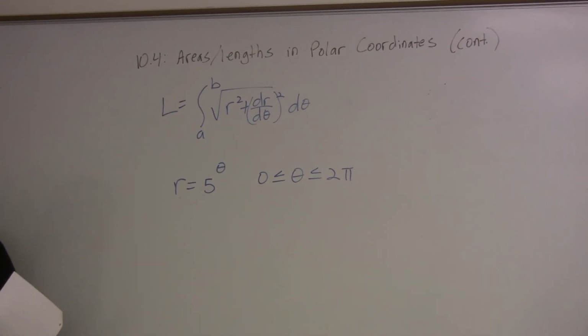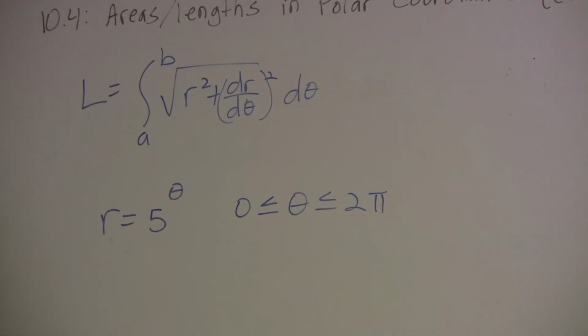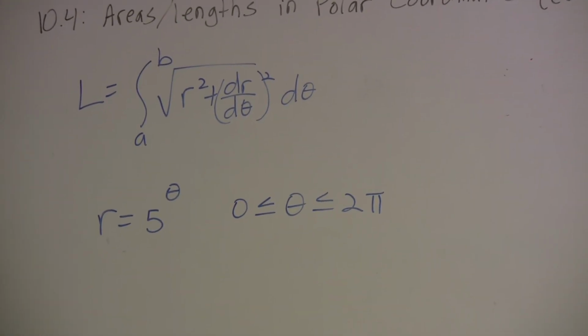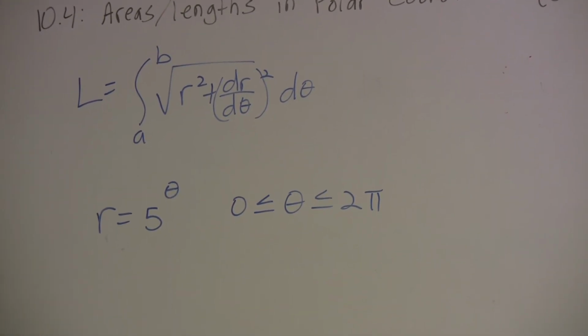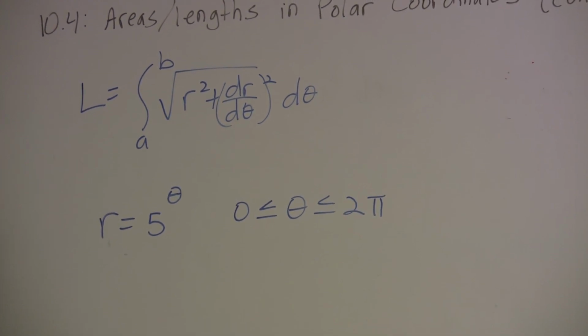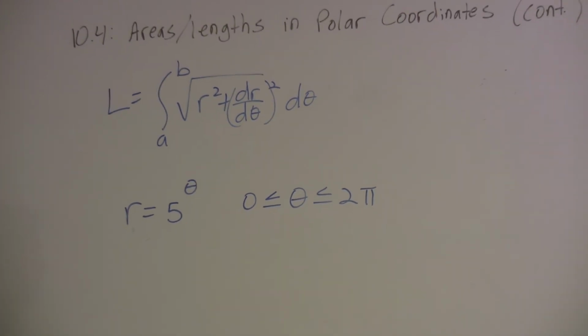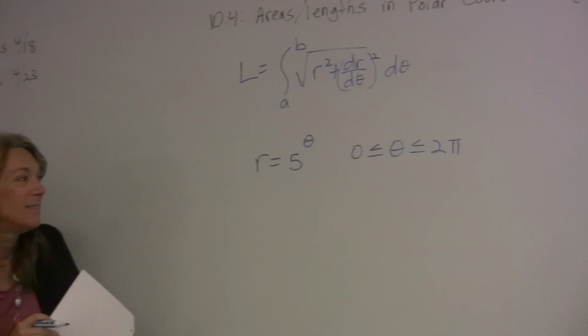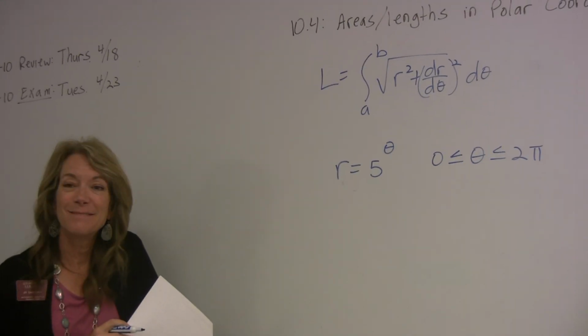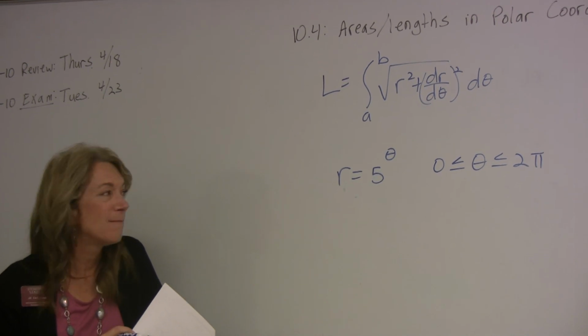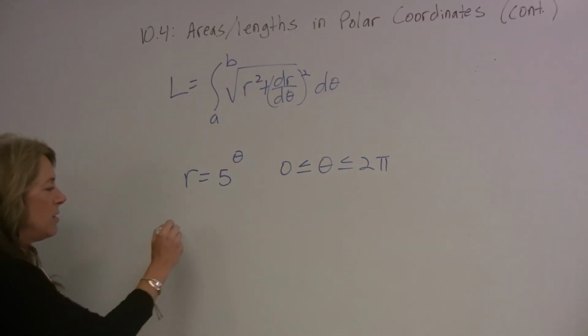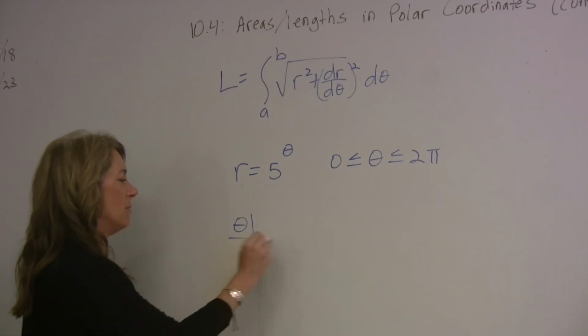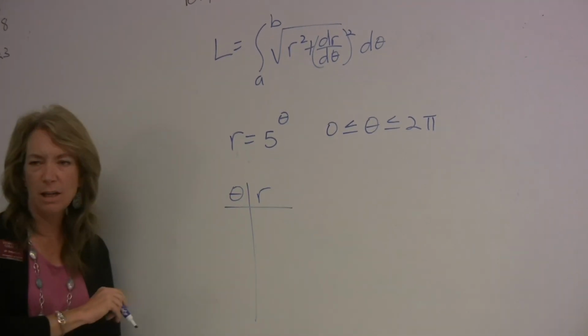What kind of curve is that? A circle? If it was r equals 5, it'd be a circle with radius 5. A half circle? Like half an A almost. Let's just make a little table to think about what's happening here.